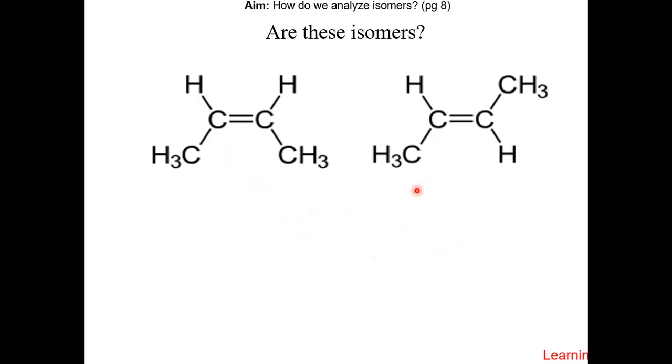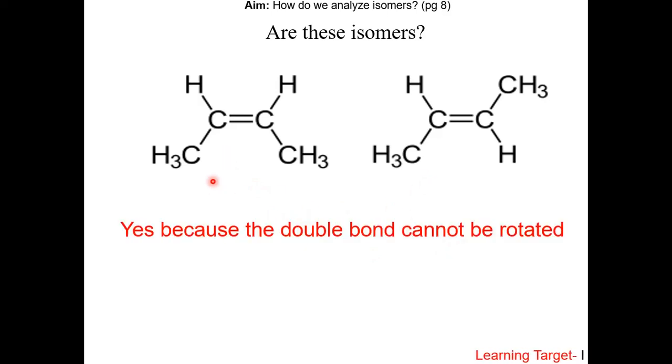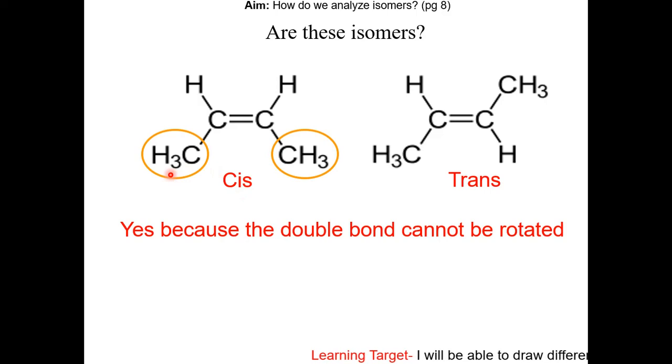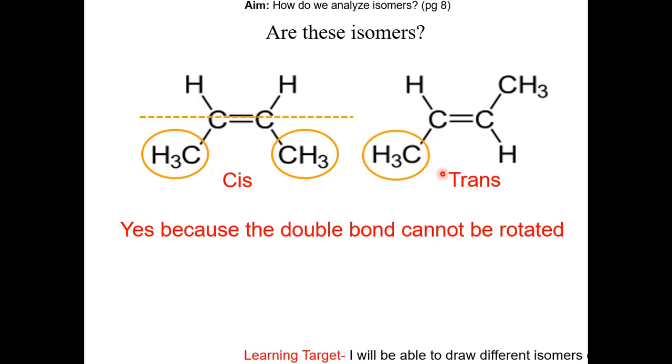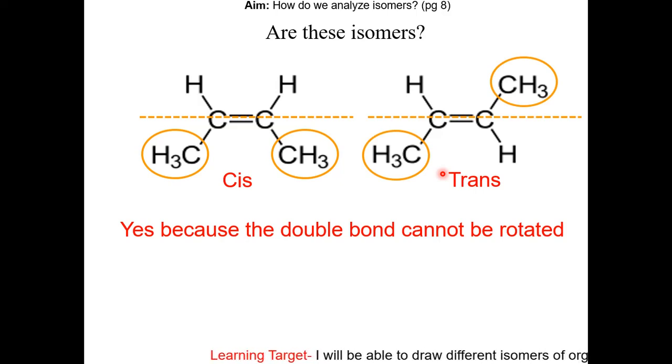Are these two compounds isomers? The answer is yes, because a double bond cannot be rotated. So this is locked in position, so the structures are different. Since the structures are different, these two are isomers. This is what we call a cis isomer, and this is a trans isomer. Cis isomer is when the groups are on the same side of the double bond. Trans isomer is when the groups are opposite of each other across the double bond.